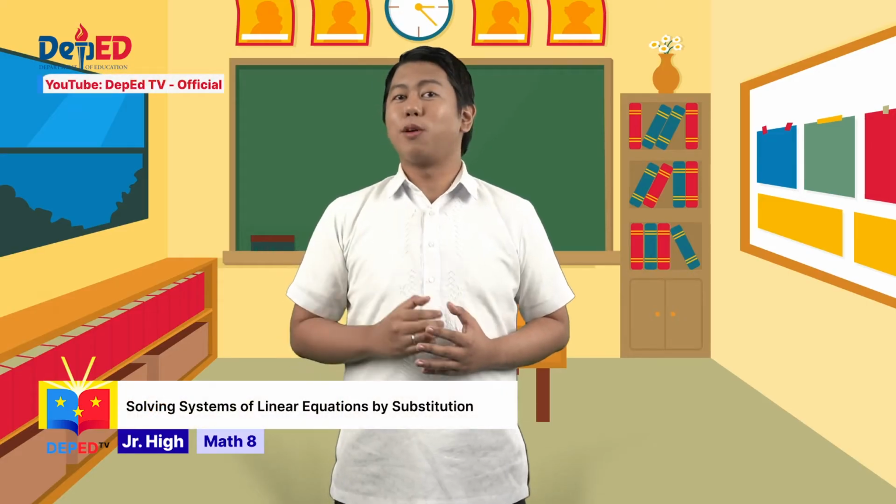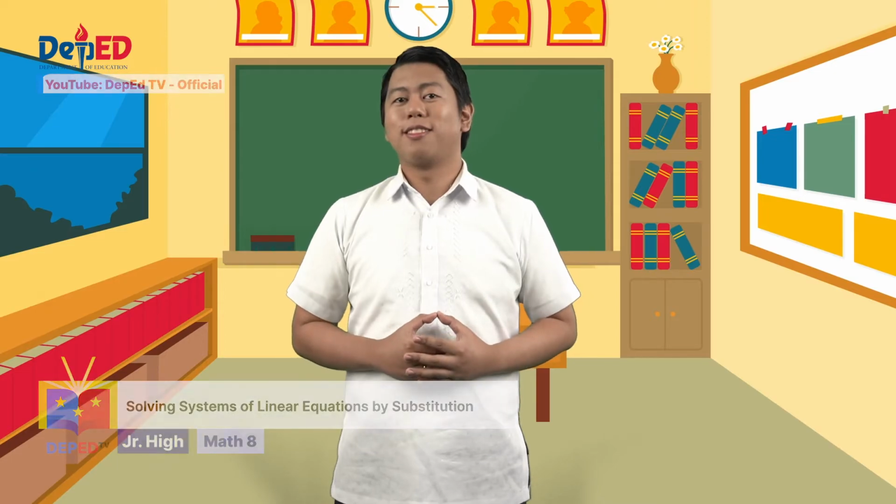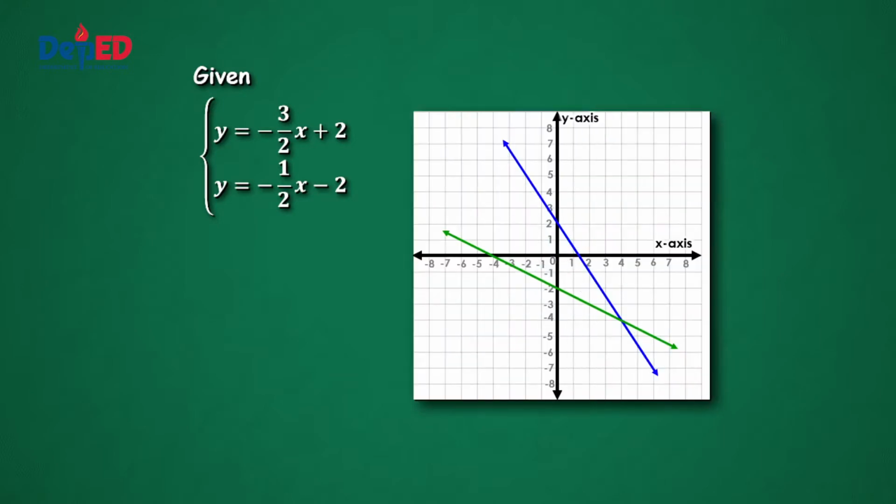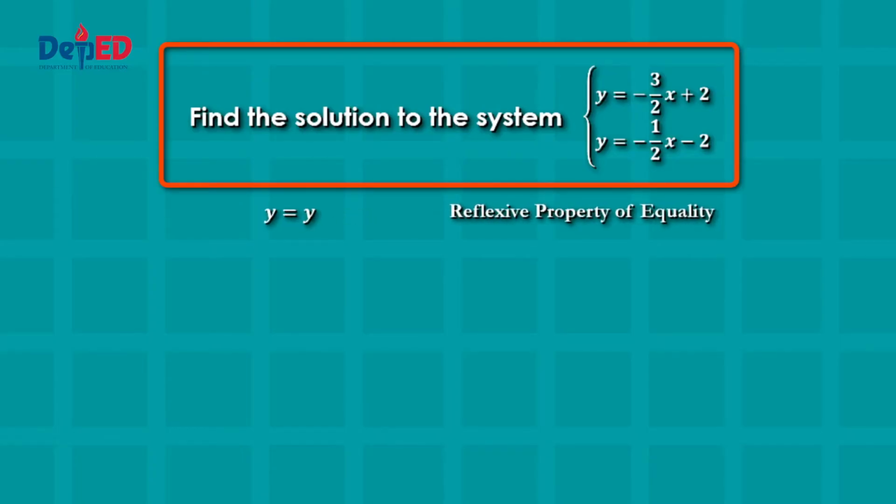Let us use an example that we had in the previous episode. y equals negative 3 halves x plus 2 and y equals negative 1 half x minus 2. From that lesson, we graphed the system and found that the point of intersection is at (4, -4). We will use another way to show that this is the solution to the system. Since y is equal to itself by the reflexive property, we can equate the two.